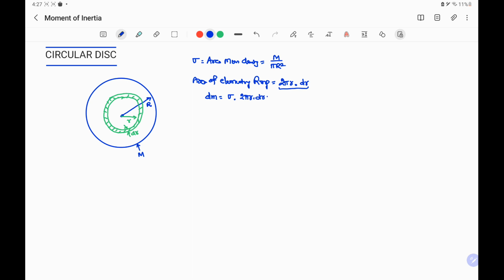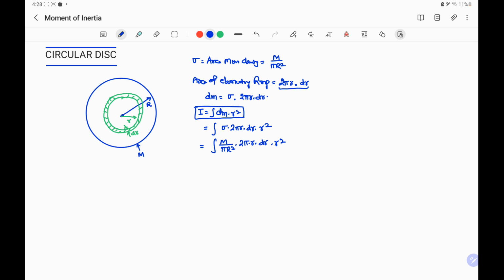Now mass is distributed in a symmetrical manner all over this area. Therefore we will use the integral method to find the moment of inertia. So I will be equal to integral dm into r square. This is the formula for continuous mass distribution, and it will be equal to integral dm is sigma into 2 pi r into dr and into r square. So it will be equal to integral, replacing the sigma, it is m by pi r square into 2 pi into r dr into r square.